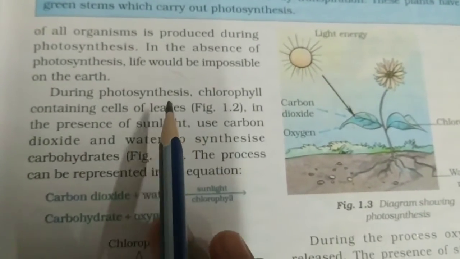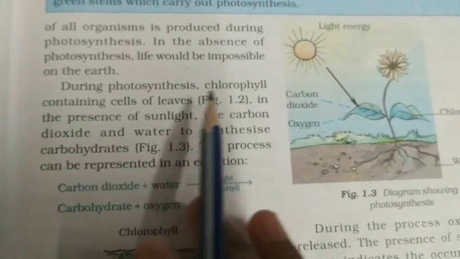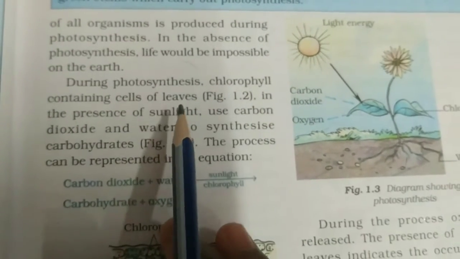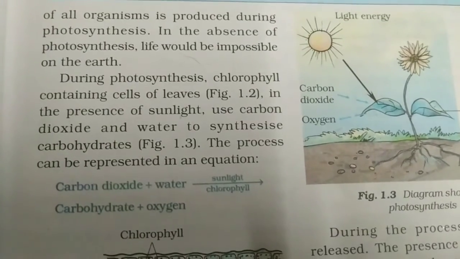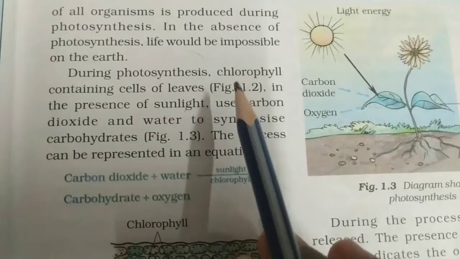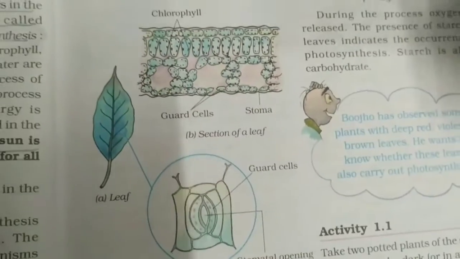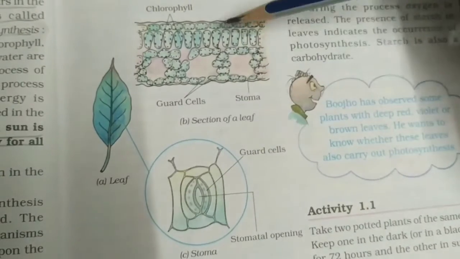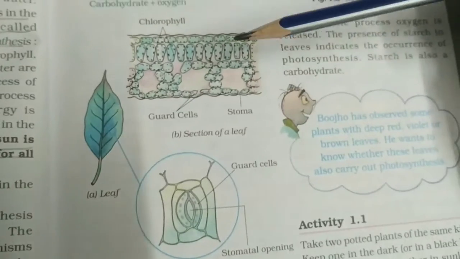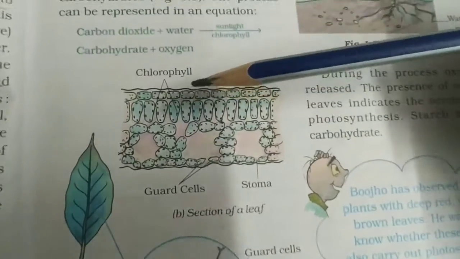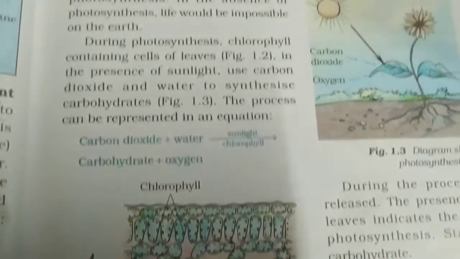Now, during photosynthesis, chlorophyll containing cells of leaves. Cells make up all the parts of living organisms. Plants are also living organisms, right? So during photosynthesis, chlorophyll containing cells of leaves, figure 1.2. This is the chlorophyll containing cells of leaves. This is a leaf, and this is the stomatal opening, and this is a section of a leaf. This is a chlorophyll cell. Okay, so these all are chlorophyll cells.